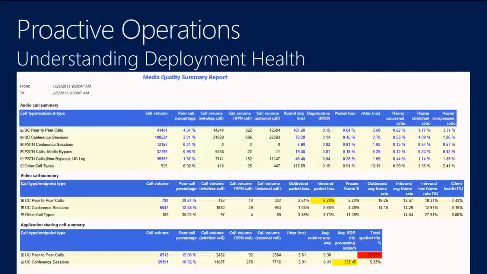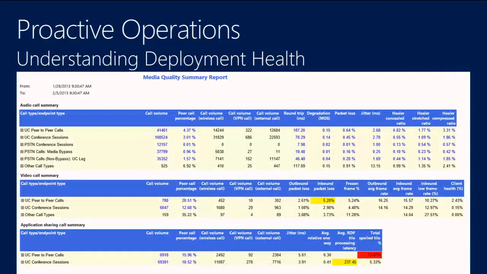And so this is a screenshot of a media quality summary report that we had. You can see that immediately we have it broken down by different session types. Am I doing better on peer-to-peer calls than I am on conference calls? Okay, maybe if I am, what's the problem that I'm having with conference calls? If I'm not, what's the problem I'm having with peer-to-peer calls? How am I doing when I'm using media bypass versus going through a mediation server? I can dig into these and try and find where the problem areas on the network are.